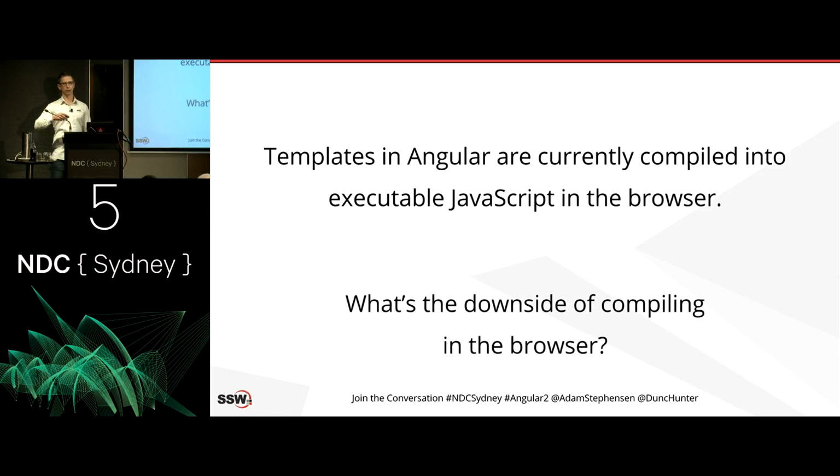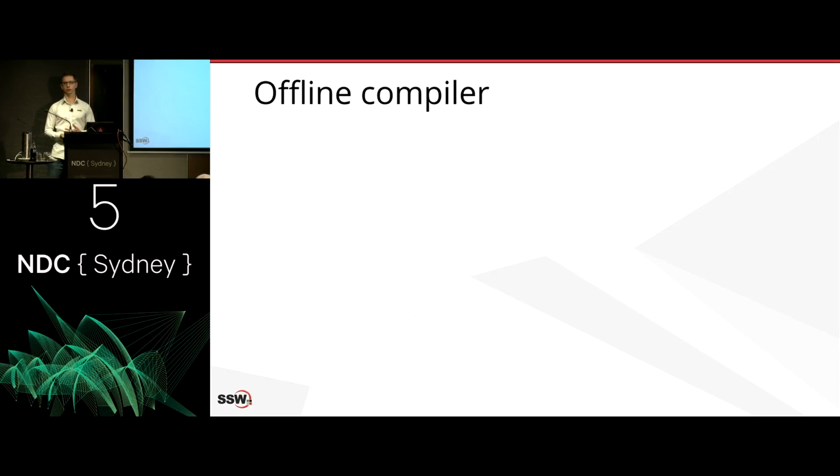So who can help me out here in the audience? What do you think's the downside of compiling in the browser? It's going to be slow, yeah. Not only do we have to download this compiler, we also have to wait for it to do its compilation. So this is where this offline compiler that's coming is a really big deal. It's like the last big thing for them to say, we're at version 1 and it's RTM and everybody's a green light.